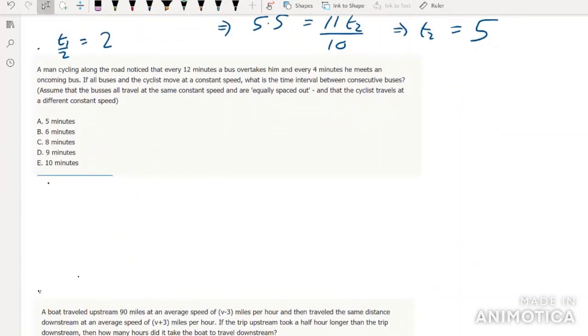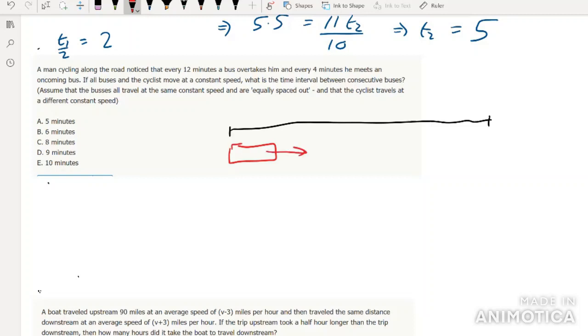A man cycling along the road noticed that every 12 minutes, a bus overtakes him. And every 4 minutes, he meets an oncoming bus. So, okay, a bit of a weird setup, not particularly clear what's going on. But effectively, we've got cyclists going along the road, and so we've got buses going this way at speed v, buses going this way at speed v, and then a cyclist going, let's say, this way at speed, let's just call it u.